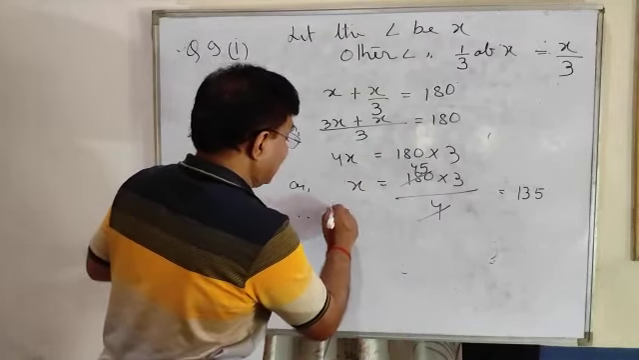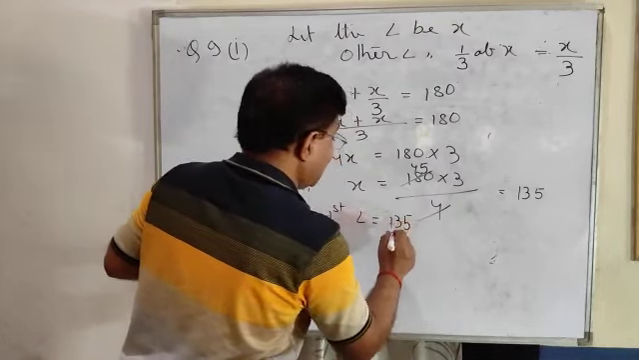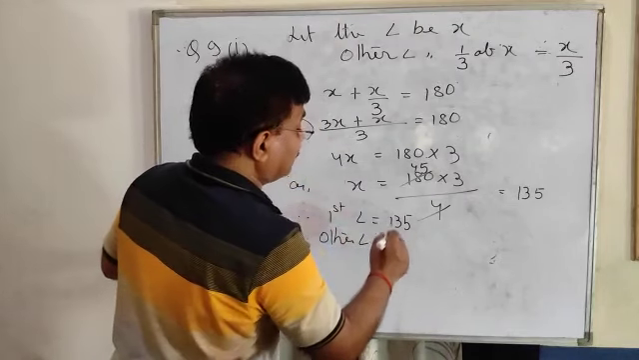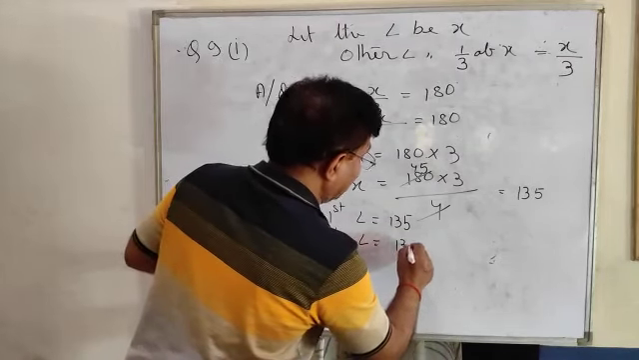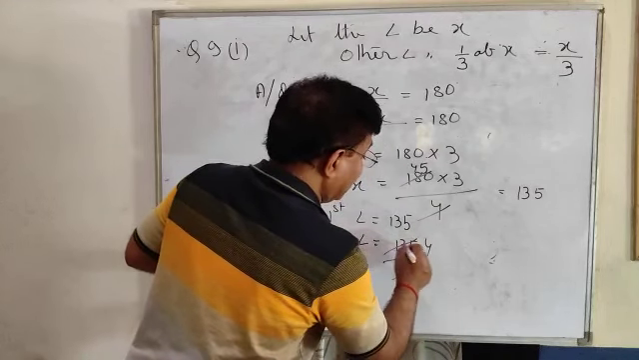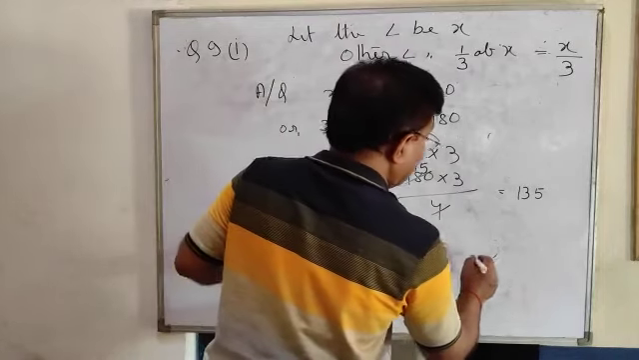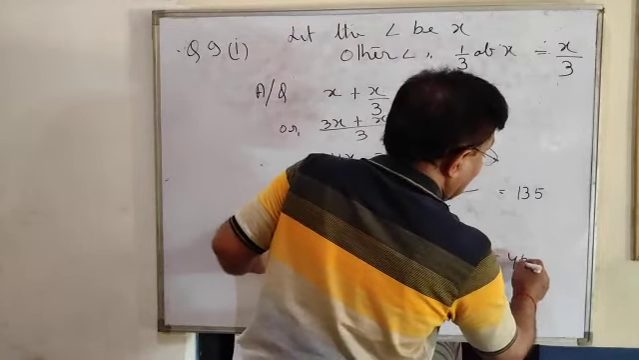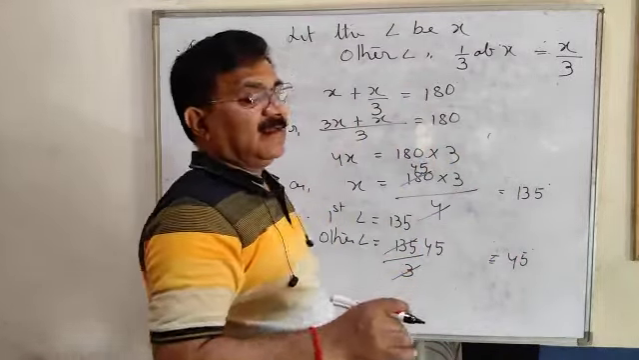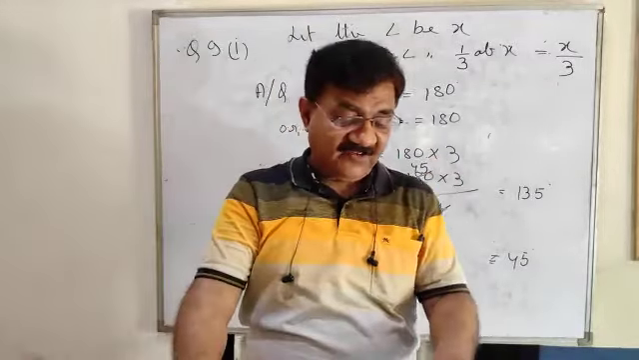Therefore, the first angle is 135 degrees and the other angle is x by 3, means 135 by 3. 3 4s are 12, and 3 5s are 15. So the other angle is 45 degrees, and you can see their sum is 180 degrees. They are supplementary. So this is the answer. Next question.